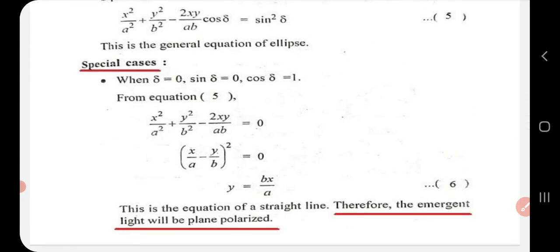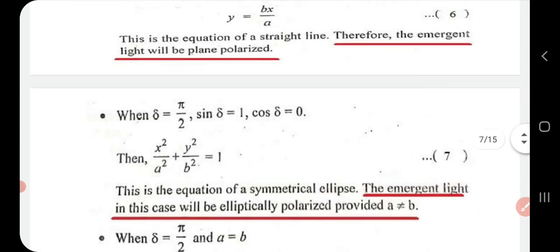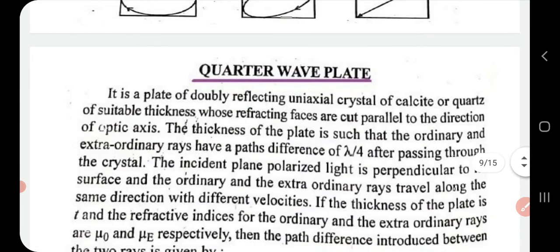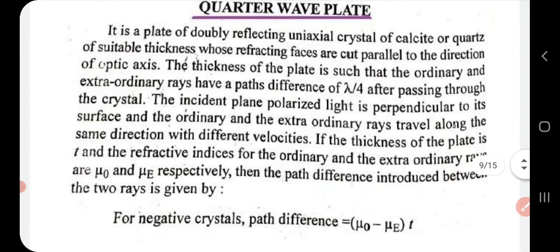That is how the emergent light will look when the path difference between the ordinary ray and the extraordinary ray is 0, 90, and if it makes an angle of 45 degrees with the optic axis, etc. Now next is the definition of the quarter wave plate. What is a quarter wave plate?